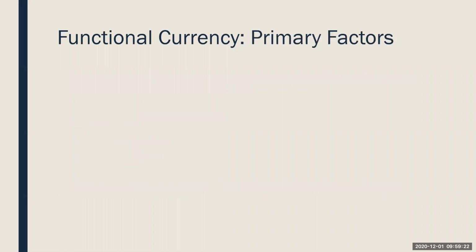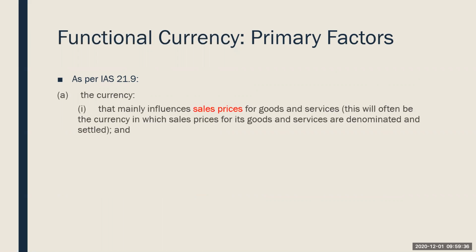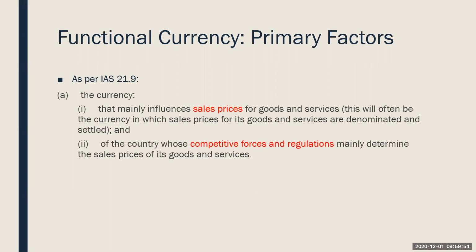The primary factors are described under paragraph 9 of IAS 21. The primary factors indicating the functional currency are the currency that mainly influences sales prices for goods and services. And this is basically the currency in which sales prices for its goods and services are denominated and settled, and the currency of the country whose competitive forces and regulations mainly determine the sales prices of its goods and services.